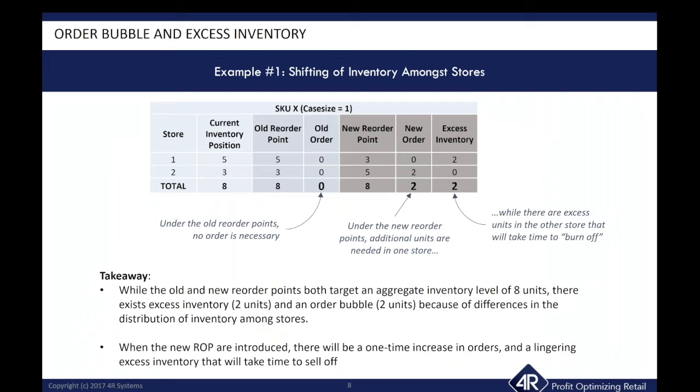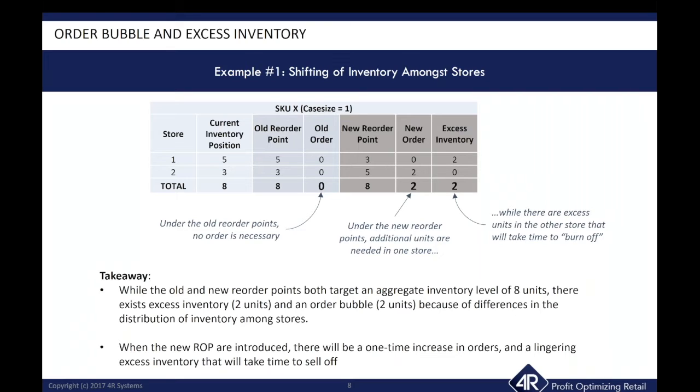So the first example I'd like to talk to is how an order bubble and excess inventory can result from inventory shifting amongst stores. In this example, we have SKU X in store 1 and store 2. SKU X has a case size of 1. Under the previous settings, store 1 had a reorder point of 5 and store 2 had a reorder point of 3. Now with the system change, the new reorder point in store 1 is 3 and the new reorder point in store 2 is 5. So essentially the reorder points have switched in this example.